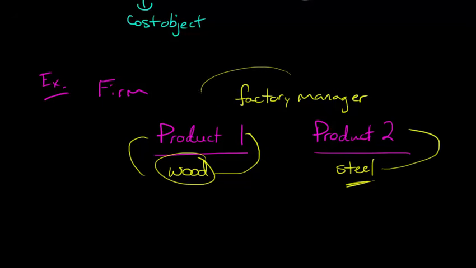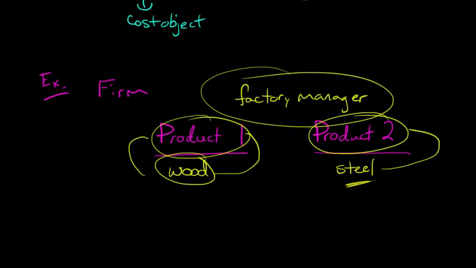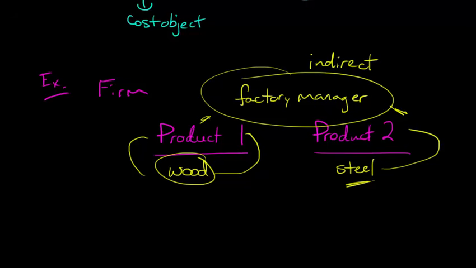But what about the factory manager? The factory manager manages the entire factory, which happens to include both these products. So we can't directly trace the factory manager to either product 1 or to product 2. So the salary of the factory manager would be an indirect cost. We can't trace it. Now you could say, well, let's split it 50-50, let's allocate it this way or that. That's another issue. We can't directly trace it to any one product, whereas the wood and the steel are direct costs because they are directly traceable to a product.